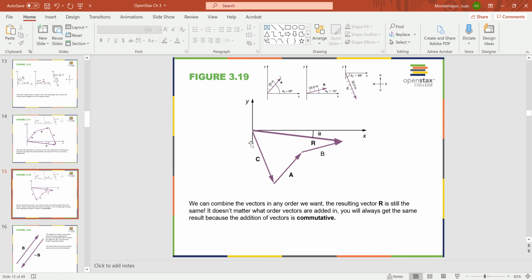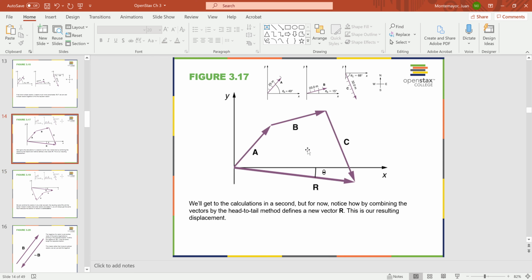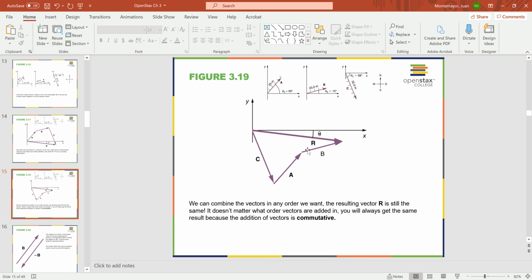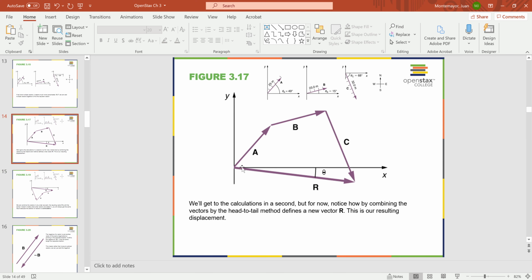Okay? Same thing here. This is pretty much the same graph, but now we start off with the C first, but then we add the A to the C, and then we add the B to the combination of these two. If you notice, the resultant vector is still there. The graph does look a little different, but the resultant vector is still under your X at this angle theta here. This one's under your X at this angle theta.